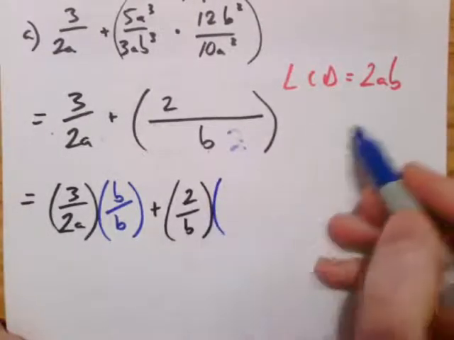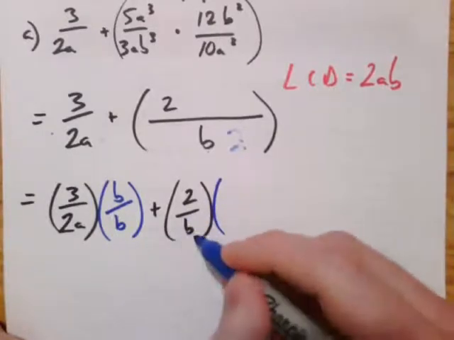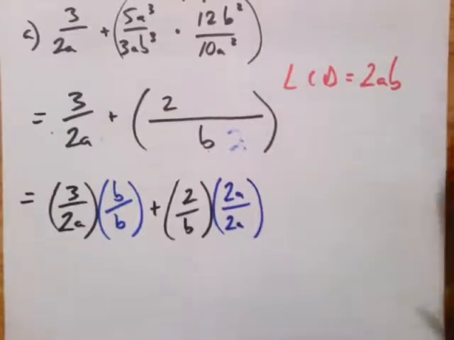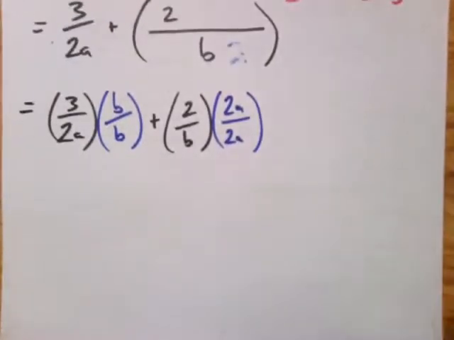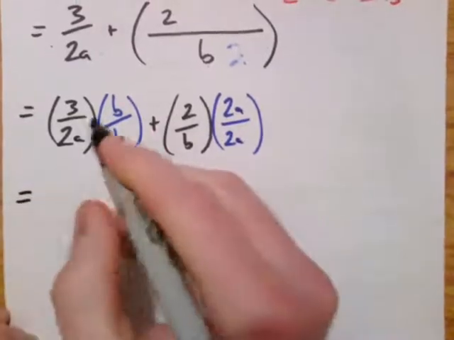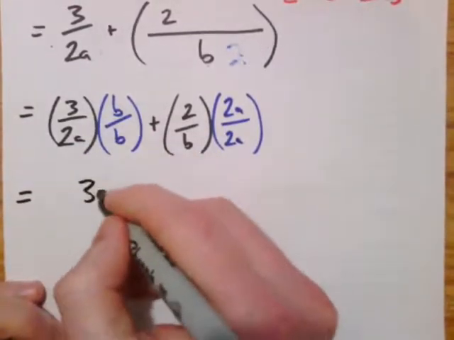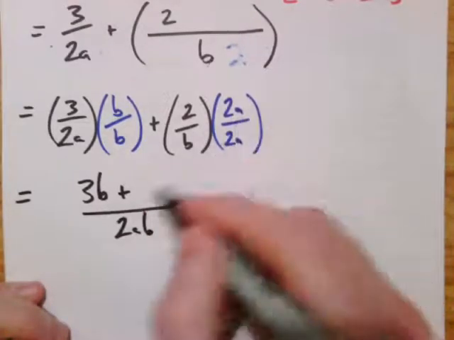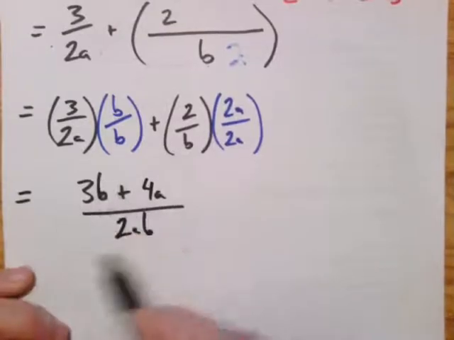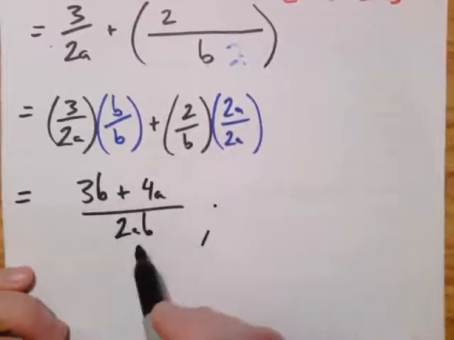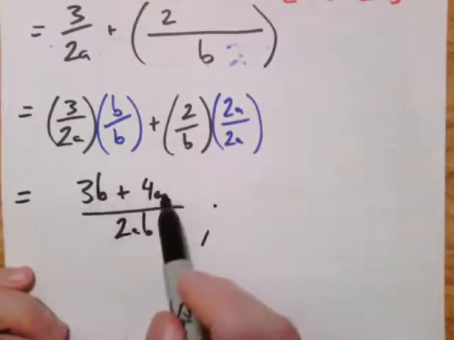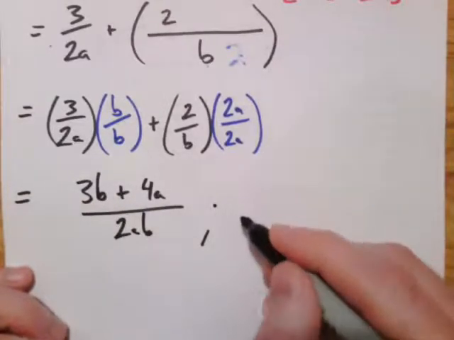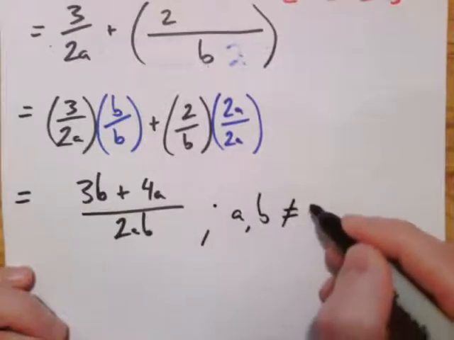Times ab. So it's got to be 2a, so times 2a over 2a. Equals, so it's 3b over 2ab, 3b plus 4a. You can't factor anything out. There isn't an a or a b or a number that's common on top, so this is it. And we're just going to say that a and b cannot equal 0.